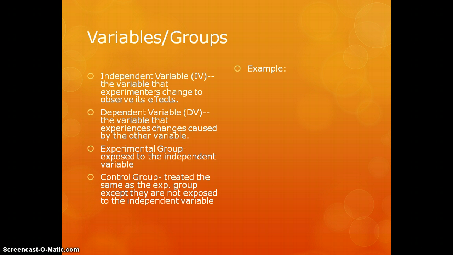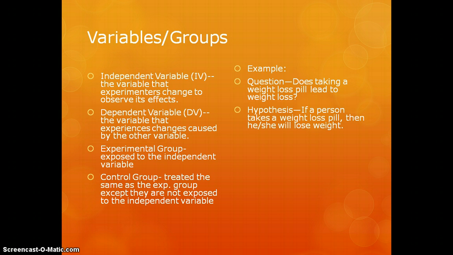All right, an example. Let's say, for example, a research question is, does taking a weight loss pill lead to weight loss? The hypothesis: if a person takes a weight loss pill, then he or she will lose weight. The independent variable, the variable that experimenters are going to change to observe its effect, is giving the person the weight loss pill. For the dependent variable, we have to see if there's going to be a change in the person. So the dependent variable is, how many pounds are they losing from the pill?